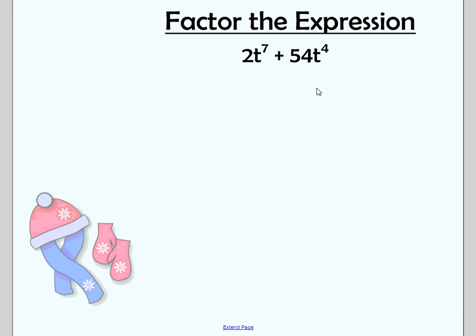Alright, so hopefully you were able to finish this one successfully, and you remembered that your first step is the GCF. I'm looking for something that goes into everything evenly. If you did not remember that, you probably had a really difficult time of writing each of these as something cubed. So now that you have that, we know we're going to factor out a 2t to the 4th. That's our GCF. What we're left with is t to the 3rd plus 27.